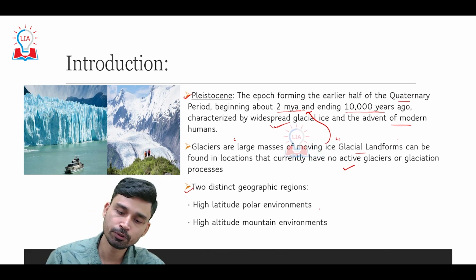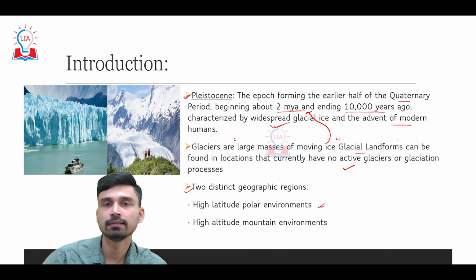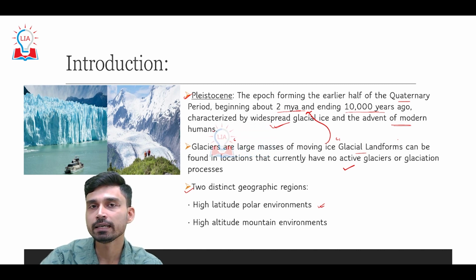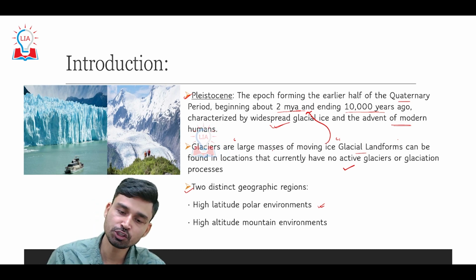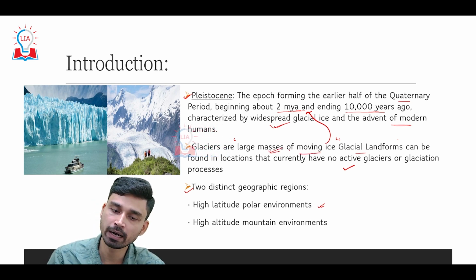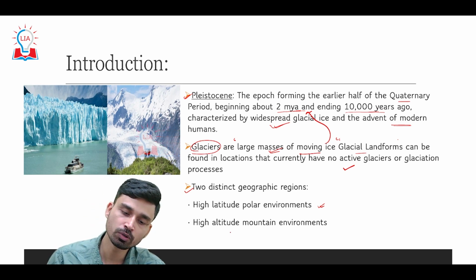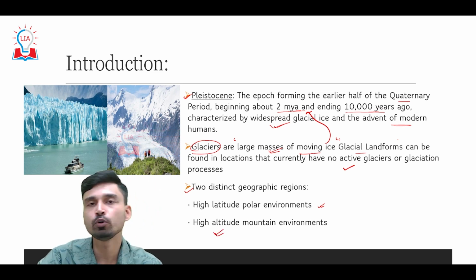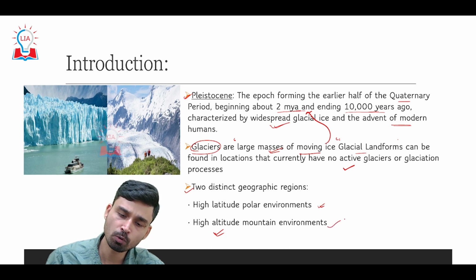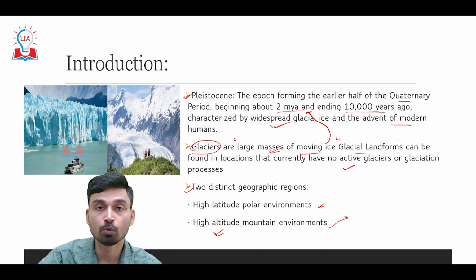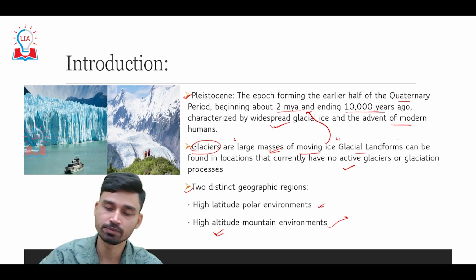So obviously, if someone asks you in which parts of the Earth you can find glaciers, two areas will come to your mind. First of all, in the higher latitudes in the polar environment, such as the Antarctic region in the southern hemisphere and the Arctic region in the northern hemisphere, you have large sheets, large masses of moving ice, or glaciers. Apart from that, glaciers are also found in the high altitude mountain environment. For example, we have numerous glaciers in the Himalayas and Trans-Himalayas, most notable being Siachen Glacier, which is also considered the highest battlefield of the world.